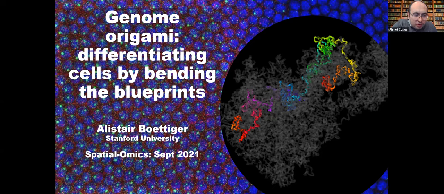Dr. Boettiger received his bachelor's degree in physics from Princeton University. After that he did his PhD at UC Berkeley, also in biophysics. For his postdoc, he worked with Dr. Zhuang in the department at Harvard, working on the MERFISH technology, and he's one of the pioneers in this field. As you might remember, the 2015 papers in MERFISH also came from Dr. Boettiger's contributions. After his postdoc, he started his lab at Stanford in 2016.